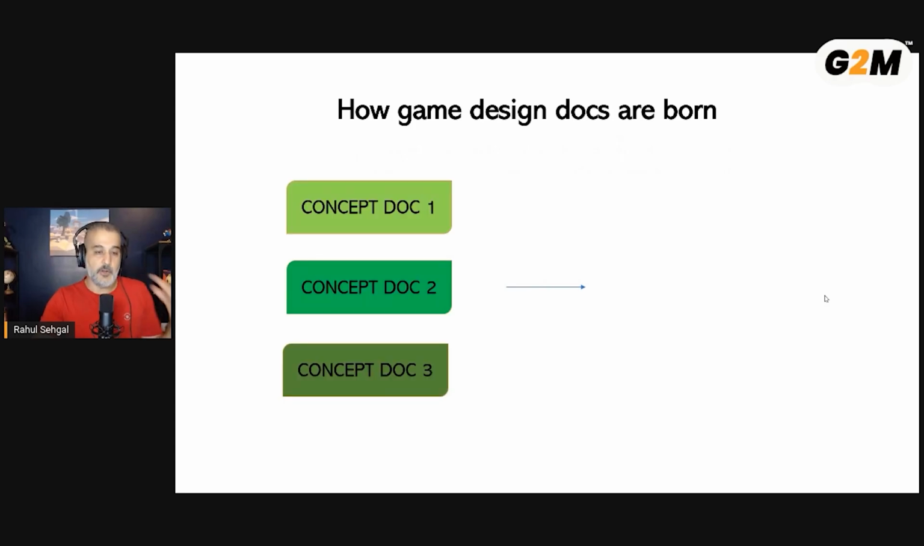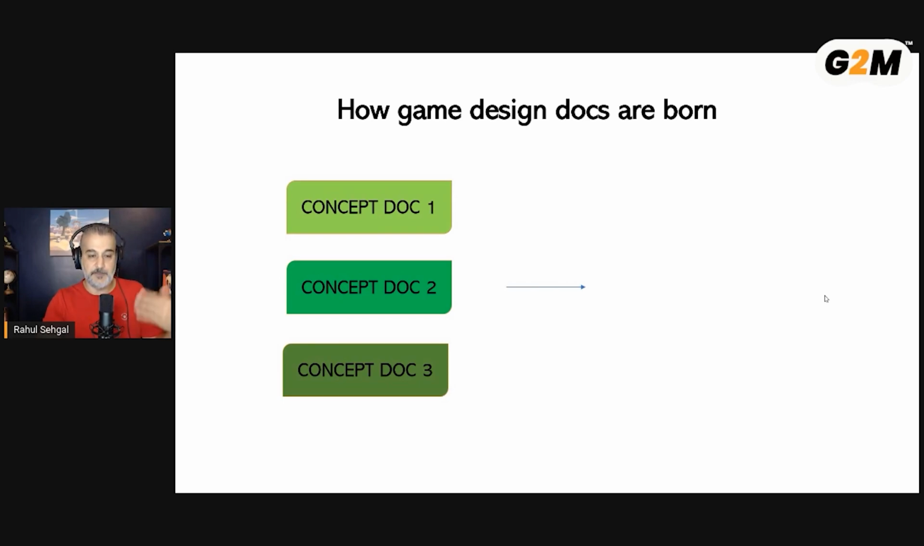A concept document is kind of like a mini version of a game design document. A concept document is a very, very brief document. For example, what we do in Gamer to Maker is that everybody in the batch in the game design course comes up with concept documents, and they don't come up with one, they come up with 3 concept documents, right? I'll show you what a concept document looks like. We pitch them, and then we select one from these 3 concept documents.